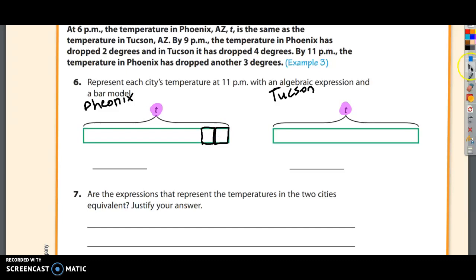And let's go ahead and do Phoenix. Phoenix has dropped 2 degrees. And then Phoenix has dropped another 3 degrees. Well, how many is that? It's 2 and it's 3. So we're going to sketch out 5.